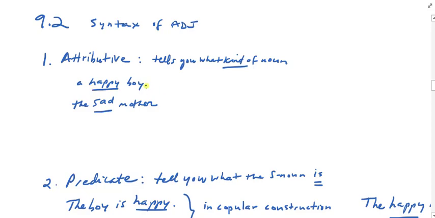So a boy, just a noun. What kind of noun? What kind of boy? A happy boy. A mother. This could be the sad mother. So both of these underlined words are attributive adjectives.